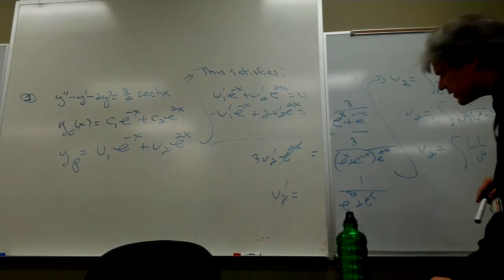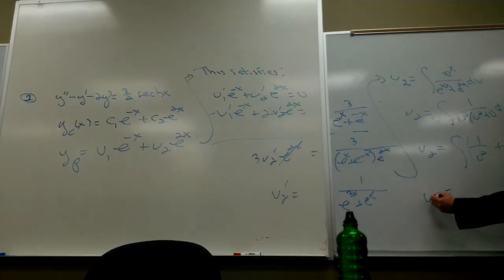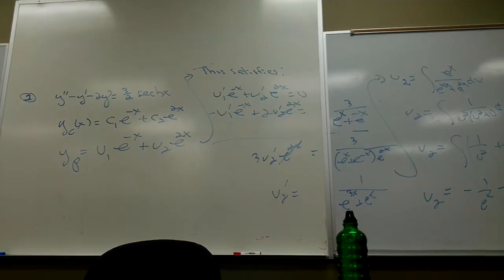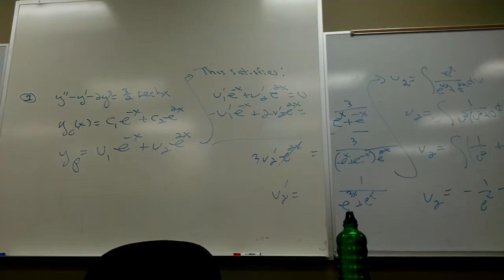Does this give me negative 1 over e to the x minus tangent inverse of e to the x? So Chase, is that okay? Yeah. All right.